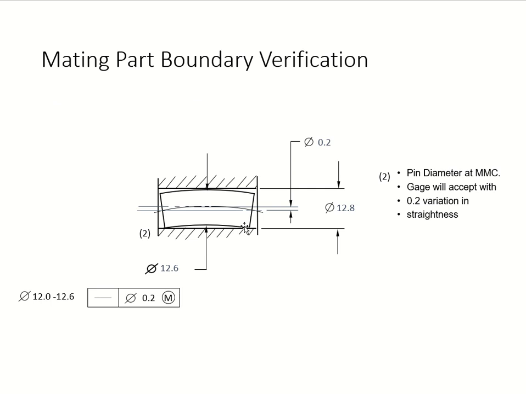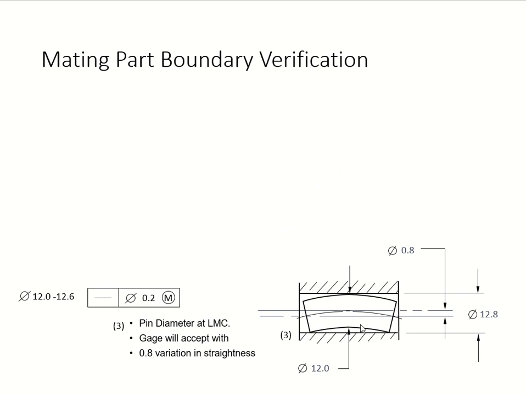So at MMC, your gauge is going to accept. You have about 0.2 of variation. Then we go all the way to the LMC. LMC is 12.0. The gauge is going to accept a 0.8 variation, because you're going down from 12.6 all the way to 12.0. You can get the 0.8 by subtracting 12.8 minus 12.0, so you have a difference of 0.8 variation in your straightness.